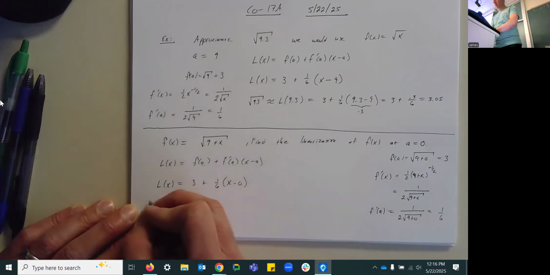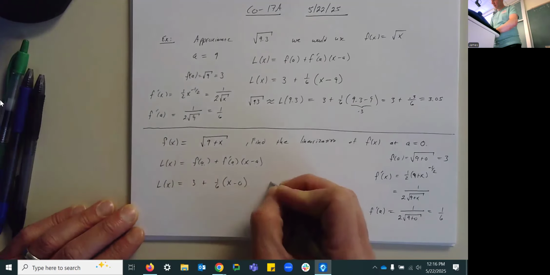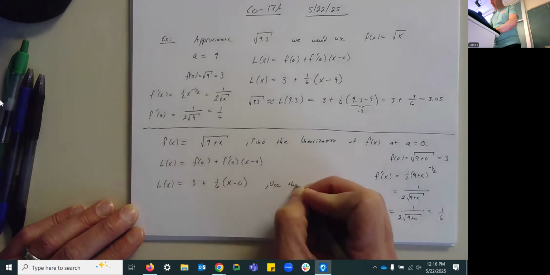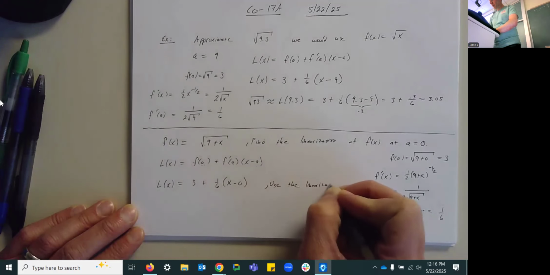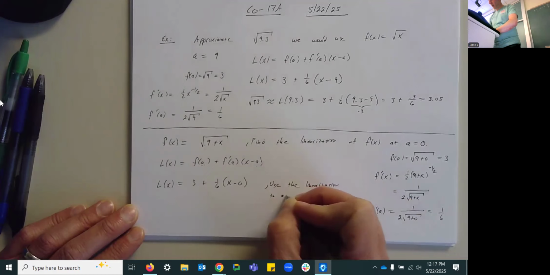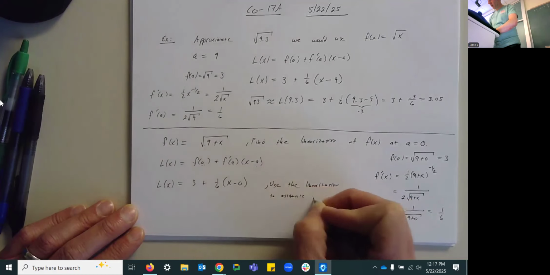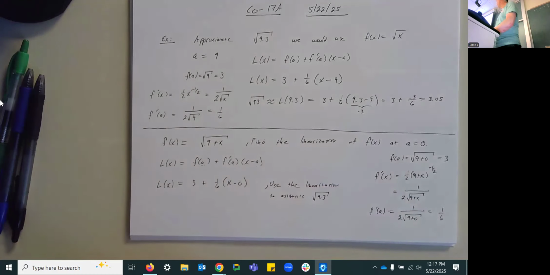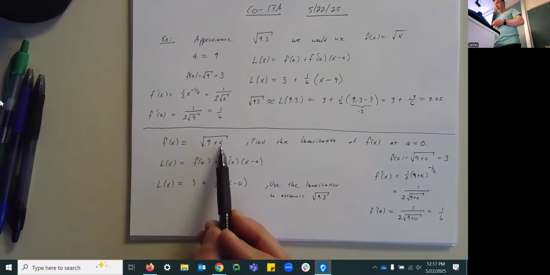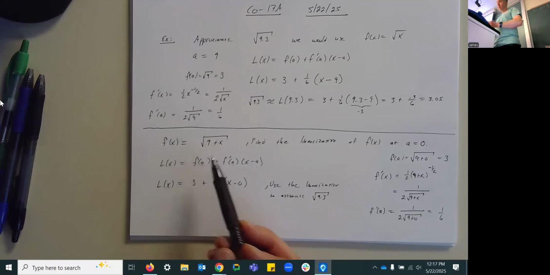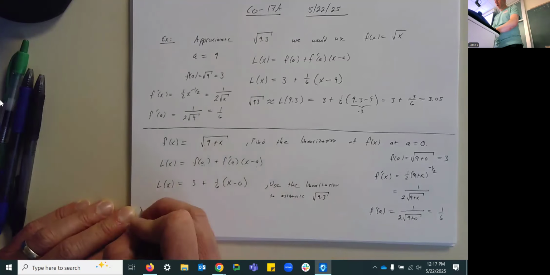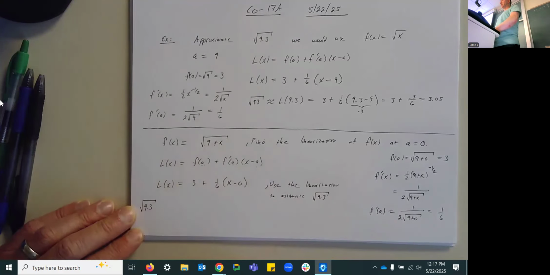I want to use this linearization to estimate or approximate the square root of 9.3. And this is where you have to do a little bit of undoing. If I'm trying to estimate the square root of 9.3, I'm not going to plug in x equal to 9.3, because if I want the insides to be 9.3, x needs to be just 0.3 here.